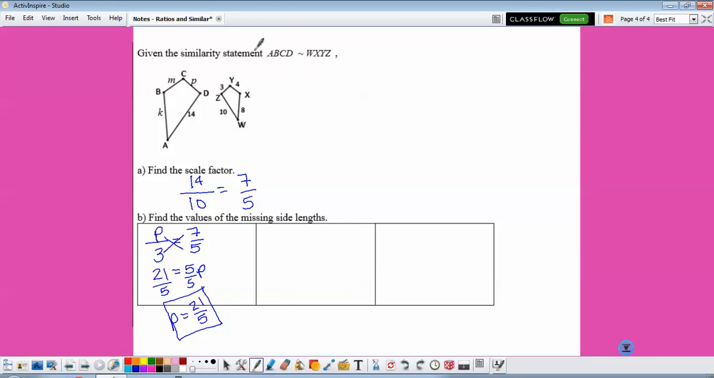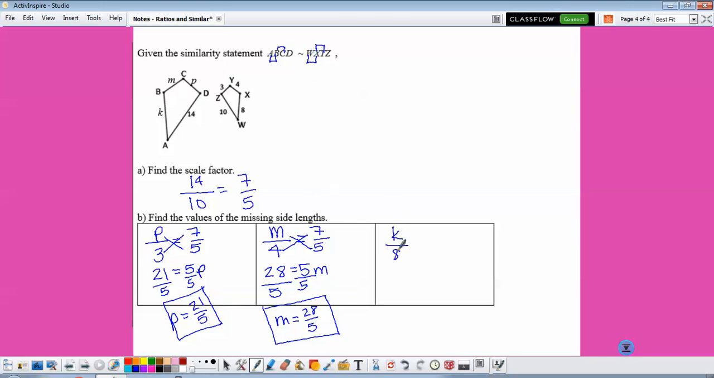If we're looking for M, that's BC. BC goes with XY. So M over XY, which is 4, also has to equal 7 over 5. Cross multiply, 28 equals 5M. Divide both sides by 5. We get that M equals 28 over 5. And finally, K is AB, so it goes with WX. K over 8 equals 7 over 5. 8 times 7 is 56 equals 5K. Divide both sides by 5. K equals 56 over 5.